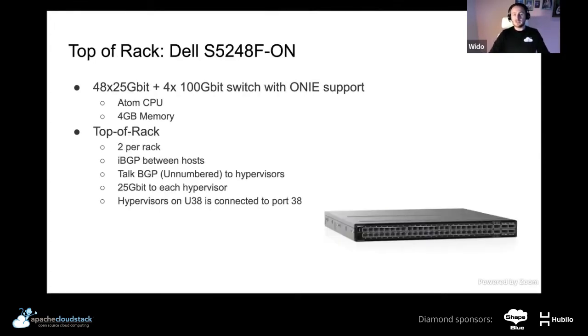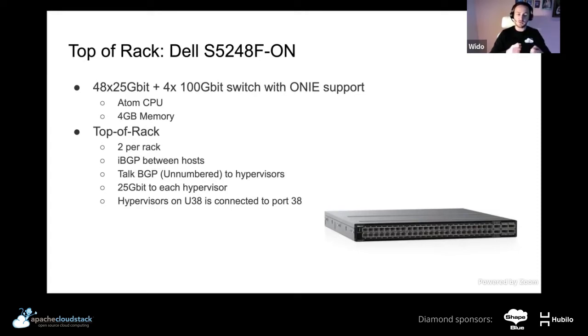But our hypervisor is connected somewhere as well. And we also use a Dell switch, which in this case has 48 25 gig ports, again an Atom CPU, 4 gigs of memory, two per rack, iBGP between the routers, and they talk BGP to the hypervisors. Each hypervisor has a 25 gig link to each top of rack switch. That means that they have 50 gig of total capacity.